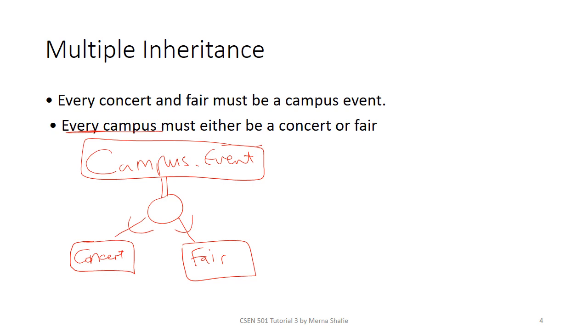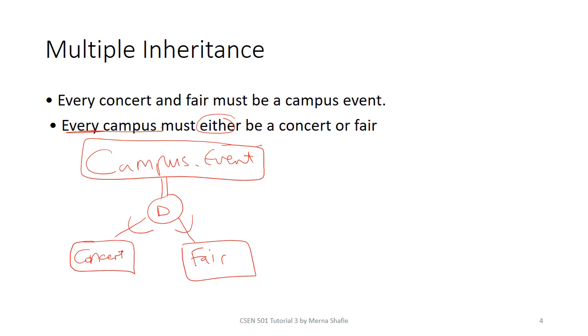طيب, is it a disjoint or an overlapping relationship? يعني ينفع يكون في concert and fair together overlapping؟ ينفع يكون concert that is a fair or a fair that is a concert؟ No, I have the word either. So I know for sure that this is a disjoint relationship.